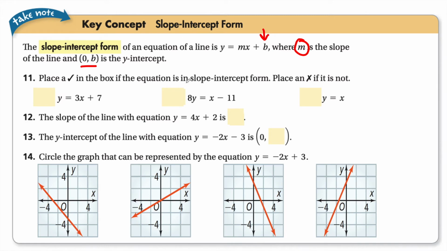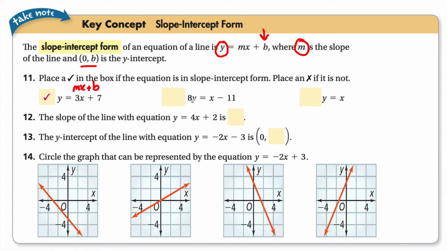So question 11, place a check mark in the box if the equation is in slope-intercept form, and place an x if it's not. Well, we have y is going to equal. Well, pay attention right here, because if the y is by itself, then there's a good chance that it might be in slope-intercept form, depending on what's surrounding everything. So for me, y equals something x plus another thing is always going to be slope-intercept form. So we know that this is going to be the same thing as mx plus b, and it looks very, very similar, so it must be slope-intercept form.